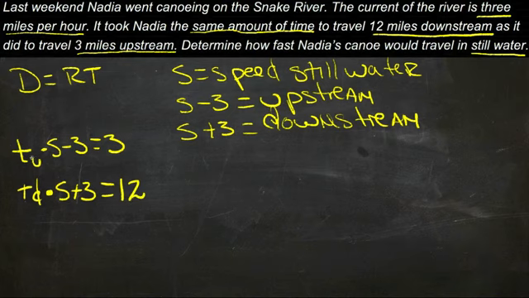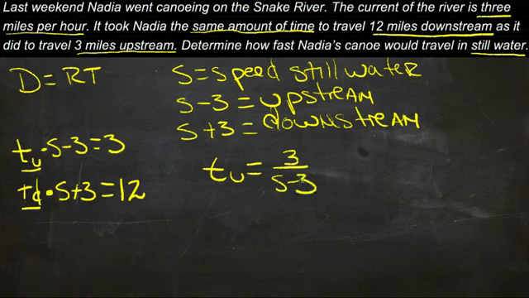And finally, since the time for both of them was the same, the upstream time and the downstream time, we can say that these two values, the time times S minus 3, is going to be the same t, or the same time, as the time used here. So we can divide both of these, set them equal to t. If we take this one and divide it by S minus 3, we'll get time upstream is equal to 3 over S minus 3, and time downstream is equal to 12 over S plus 3.